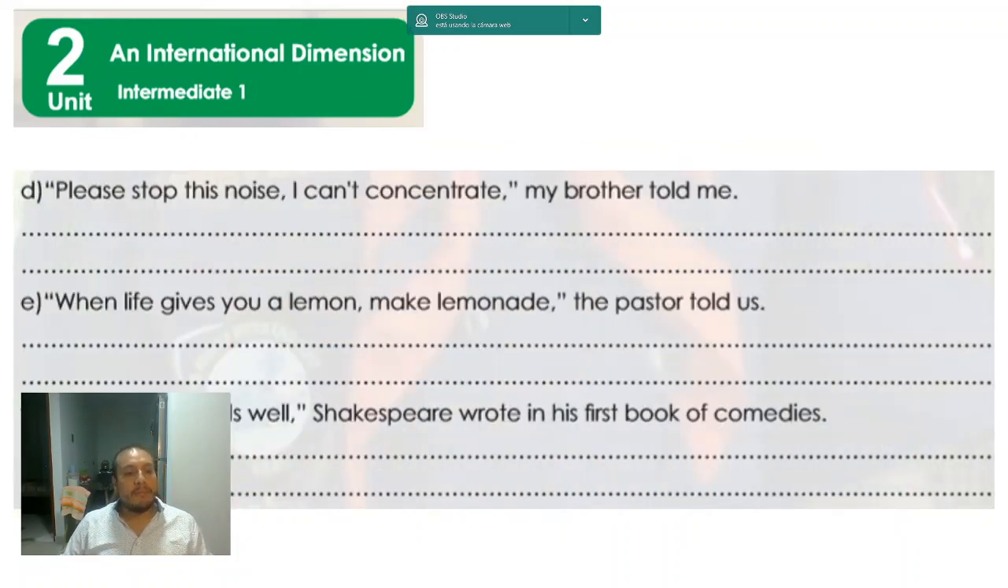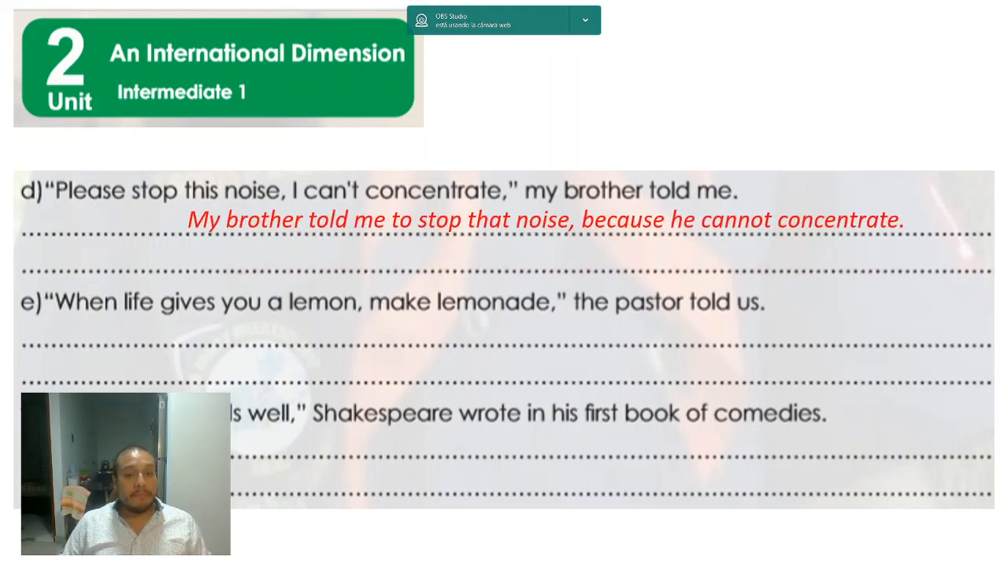We have more exercises. Let's see the letter D. Read the students. Please stop this noise. I can't concentrate. My brother told me. The solution would be, my brother told me to stop that noise because he cannot concentrate. Right? That is reported speech, like a report.